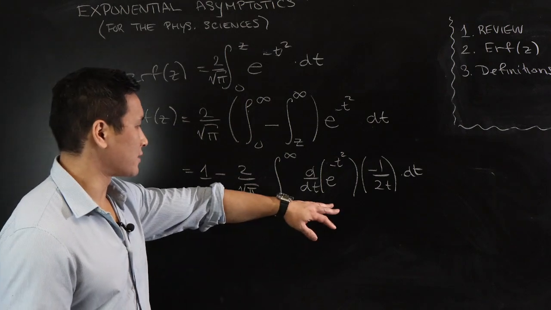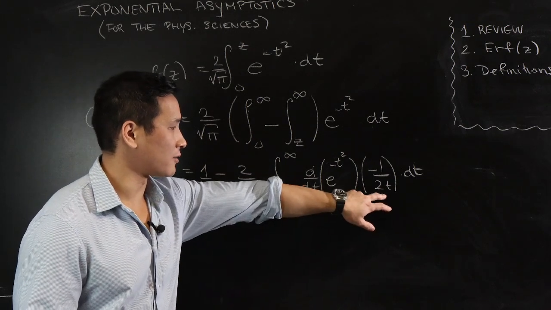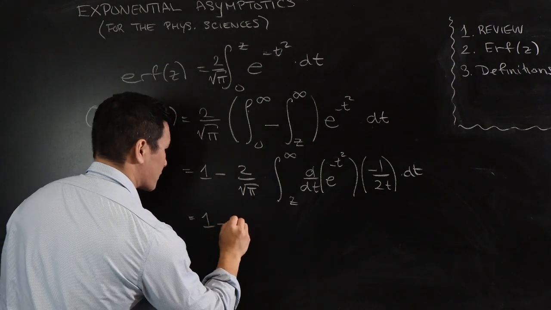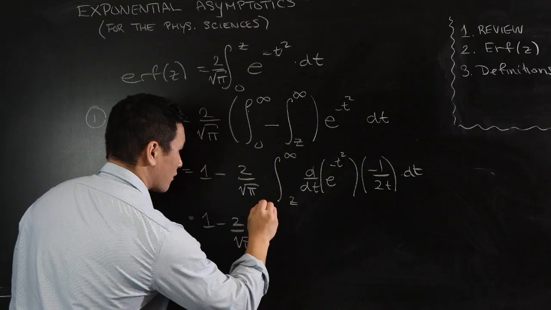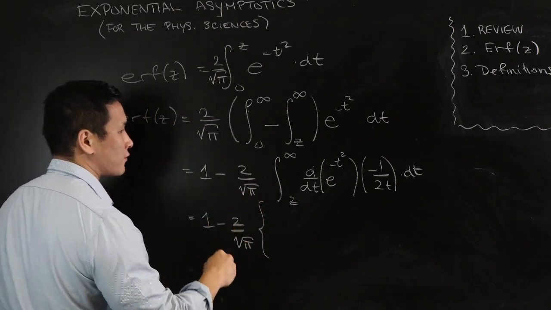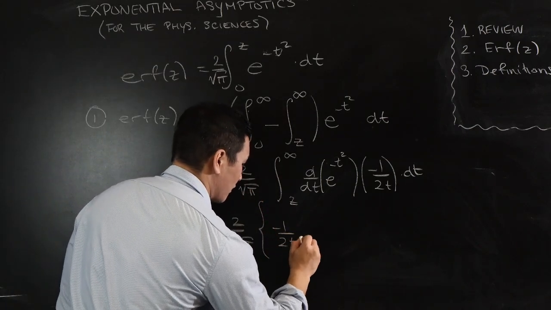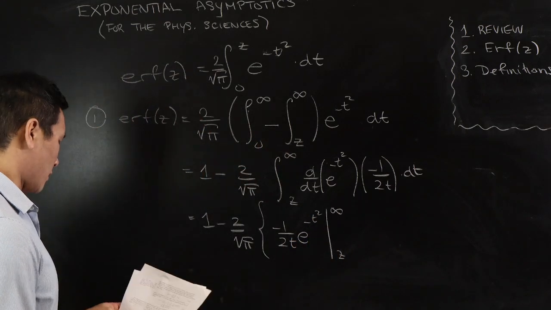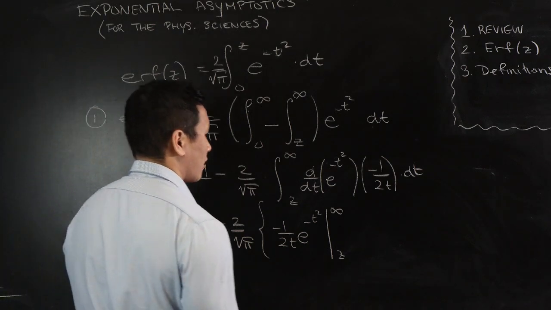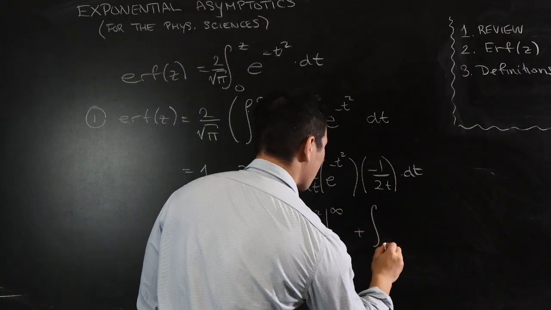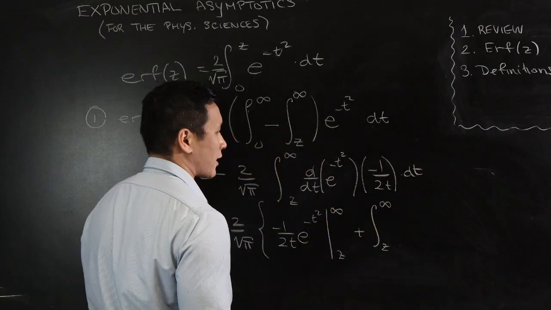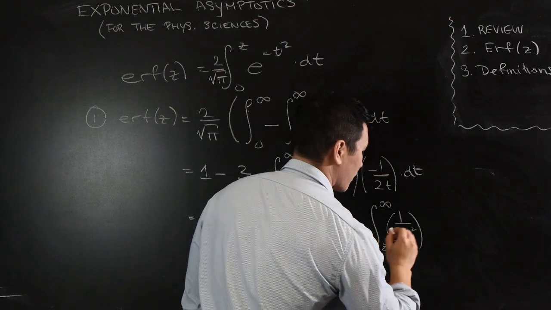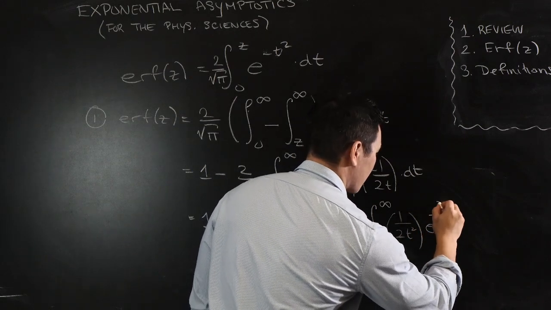And then this is dv/dt, and there's your u. So basically, you're going to get 1 minus 2 over root pi, and then in brackets, u times v, so that's minus 1 over 2t, e to the minus t squared from z to infinity. And then I think it's a plus, z to infinity. You need the derivative of that one there, so that's 1 over 2t squared, and then again, e to the minus t squared dt.